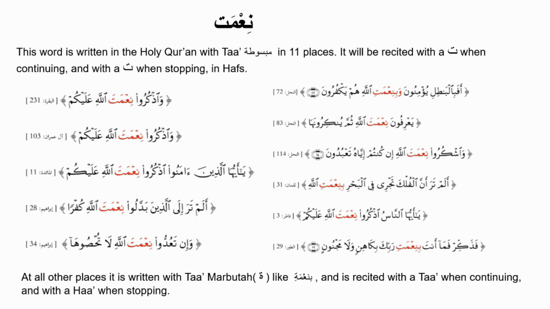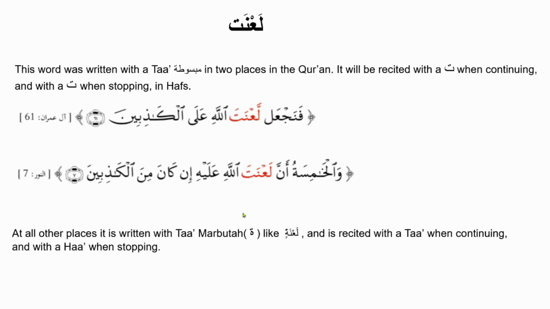and upon continuation, we will follow the vowel and recite it like this, ni'matallahi. And upon stopping, we will say ni'mat. And other than these 11 places, the word is written with ta marbuta like this, the round ta at the end. And upon continuation, we will follow the vowel, and upon stopping, we will stop with ha sakina like this, bi ni'mah. The next word is la'ana.